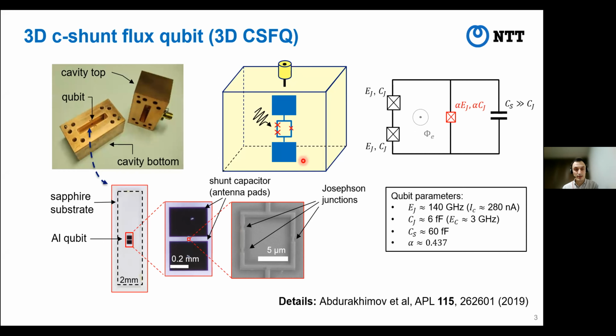Our qubit consists of a C-shunt flux qubit embedded inside a 3D microwave cavity. The schematic of the qubit is shown at the top right. We have a superconducting loop interrupted by three Josephson junctions. Two junctions are identical. The size of the third junction is reduced by a factor of alpha. In addition, we have a large shunt capacitance in parallel with the small junction. The images of our qubit are shown at the bottom. You can see two large rectangular parts. They form the shunt capacitance of our qubit, and they are connected to the loop with Josephson junctions in the center.